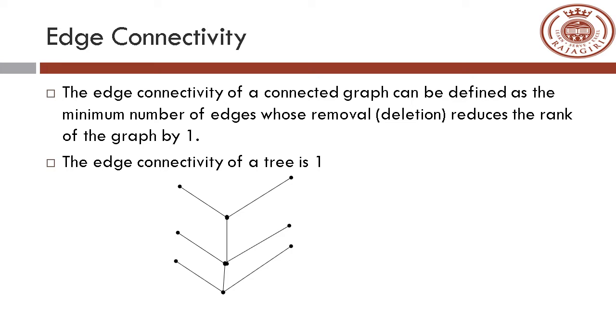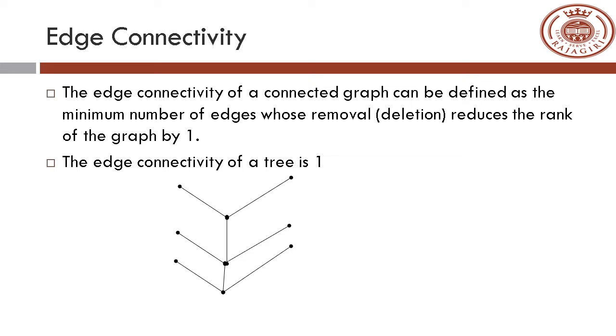The edge connectivity of a graph. The edge connectivity of a connected graph can be defined as the minimum number of edges whose removal reduces the rank of a graph by 1. Rank of a graph means, if you are given a graph with n vertices and k components, then the rank is equal to n minus k.